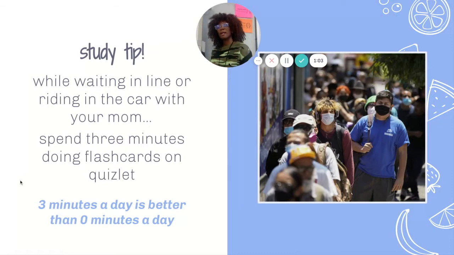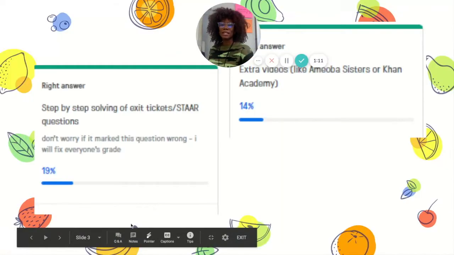Especially, let's say you have my class on an A day, while on B days, if you spend 3 minutes doing the flashcards of the A day, you're actually going to be able to remember that information a little better. Okay, so that's an idea.